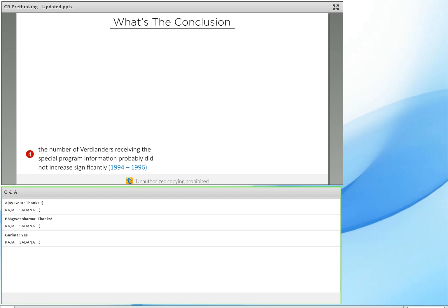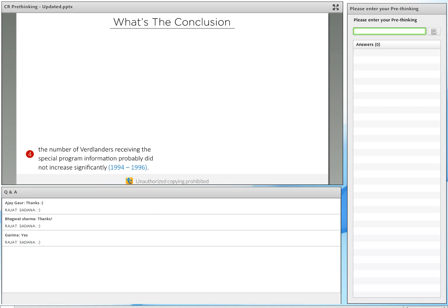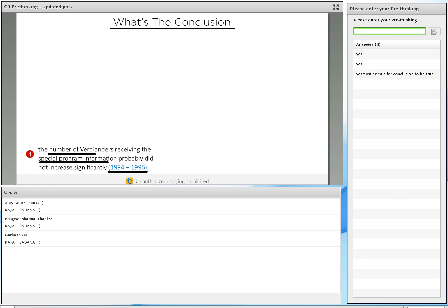Now, here is something I want you to observe while you're reading the conclusion. There are three things in this conclusion. One is it talks about the number of Verlanders. The second is it talks about special program information. And the third is it talks about this time period. Do you guys see each of these three points?